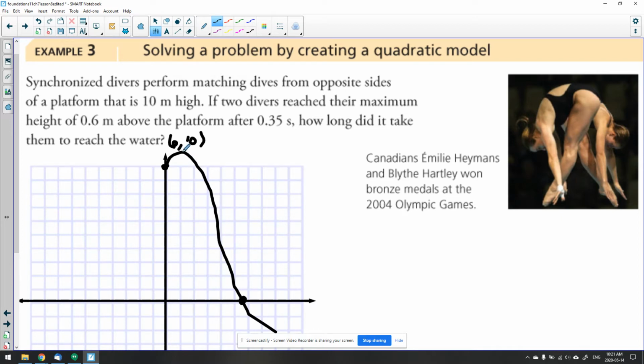We also know our point right there, which is our vertex, which will be (0.35, 10.6), right? So after 0.35 seconds, they'll reach their maximum height of 10.6 meters. So to come up with a quadratic equation out of this, we need to look at our vertex form.